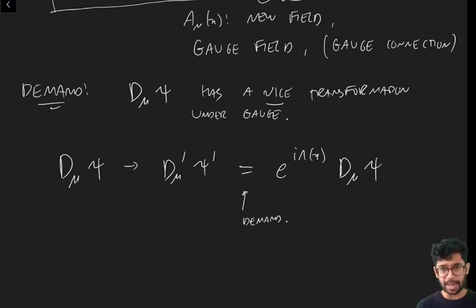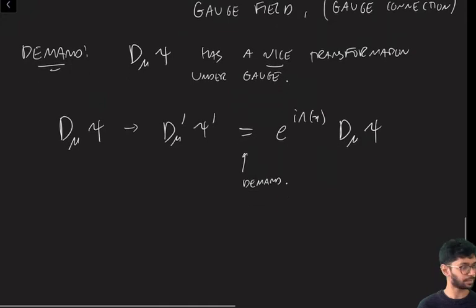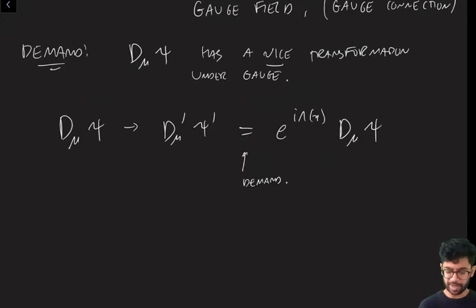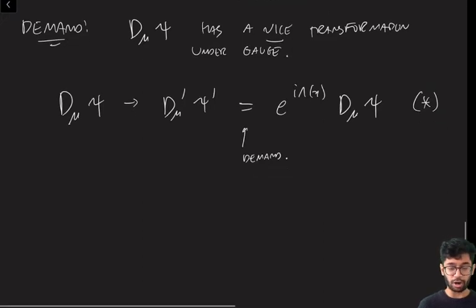So note what's happening here. Psi has a particular gauge transformation property. I am demanding that D mu psi have the same gauge transformation property, meaning that it transforms like a phase. This kind of thing should seem kind of familiar to you from GR. Okay, so this is my demand, and I'm going to call this demand equation star. In particular, there's no awkward inhomogeneous piece in this transformation.